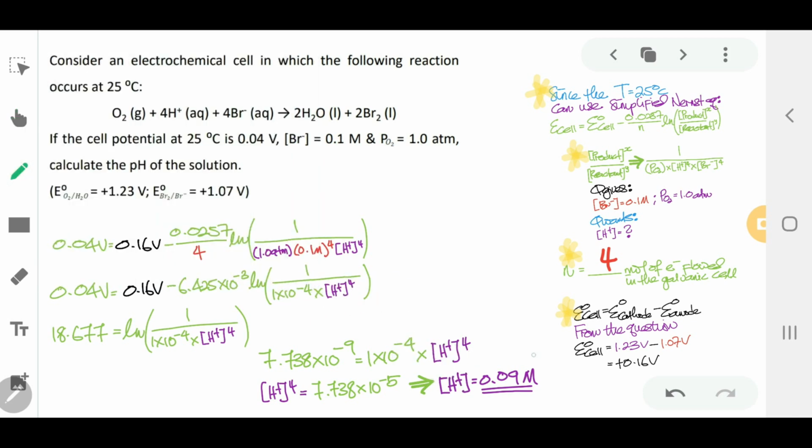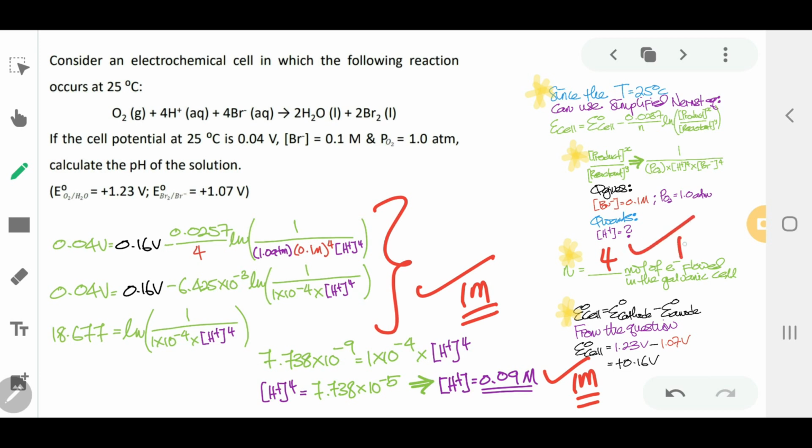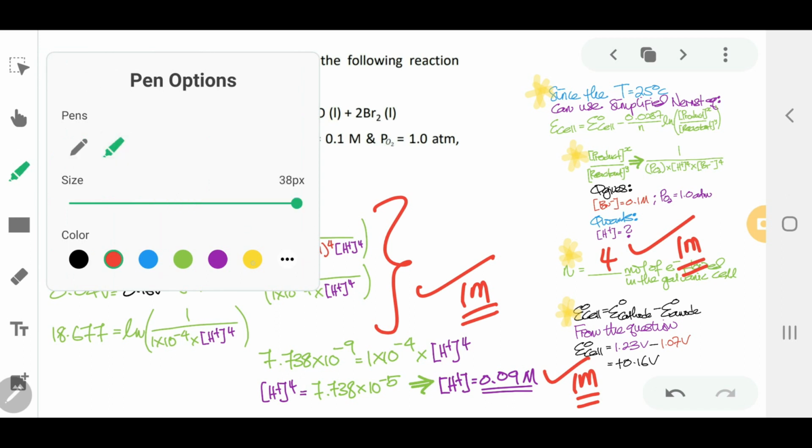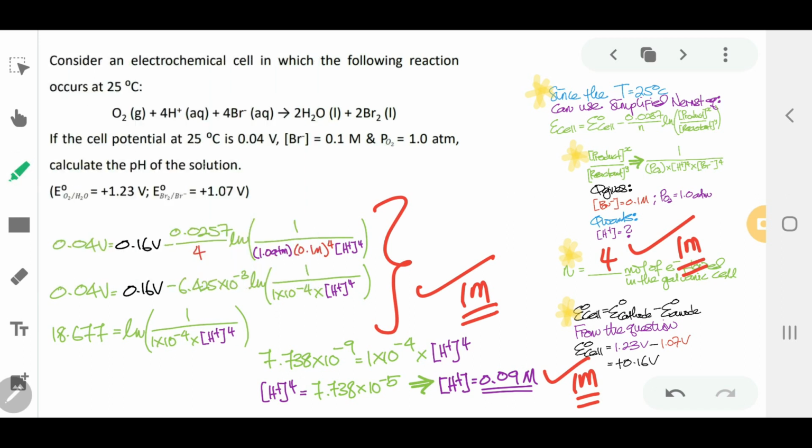So you get 1 mark for this, and you will get 1 mark for the whole thing right there, and obviously 1 mark for the number of moles of electrons that you identified in the beginning. We're not done yet, because the question wants you to find the pH of the solution.